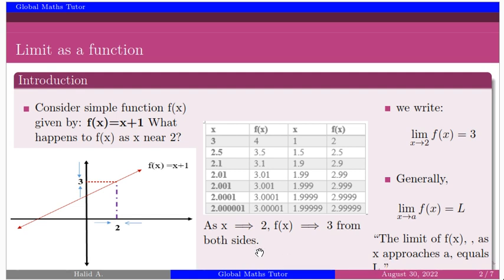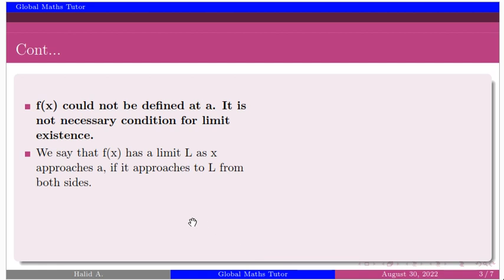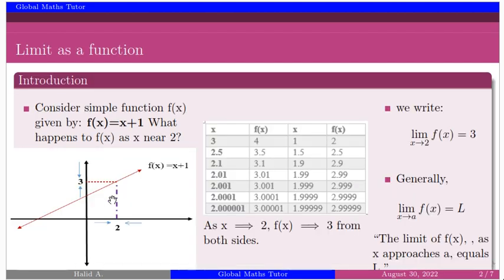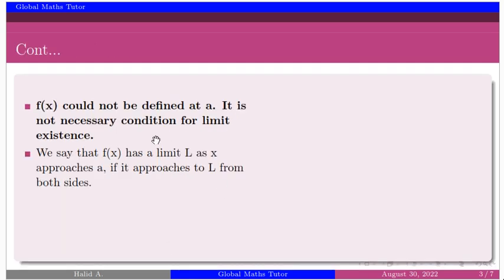Note that even if f of x is not defined at the point 2, for example, if it approaches some number as x approaches a, it still has a limit. The definition of limit does not require the function to be defined at a. Let's do some examples for this.